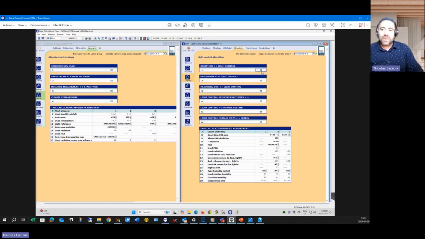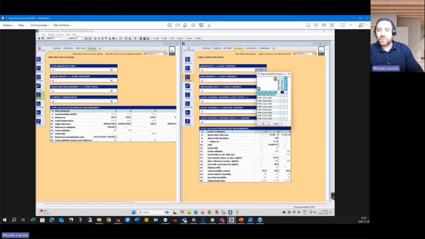Okay, so here we have the link that I told you. I link my light control to the weather radiation sensor, and I will unlink it here. So you can see already I will remove this link and the table here will change.